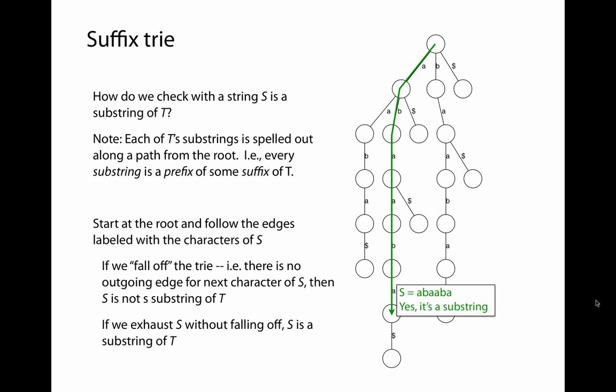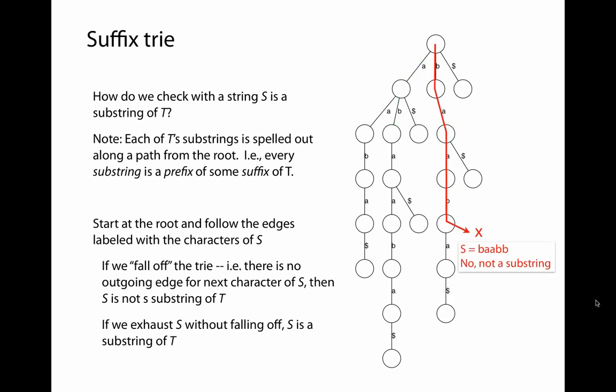Now let's try an example where we'll fail. So now the query string is BAABB. We'll follow outgoing edges that match the characters from S, B, A, A, but then, oops, the next character from S is a B. There's no outgoing edge from this node labeled with B. So at that point, we fall off the trie, and we say, no, this query string S is not a substring of T.